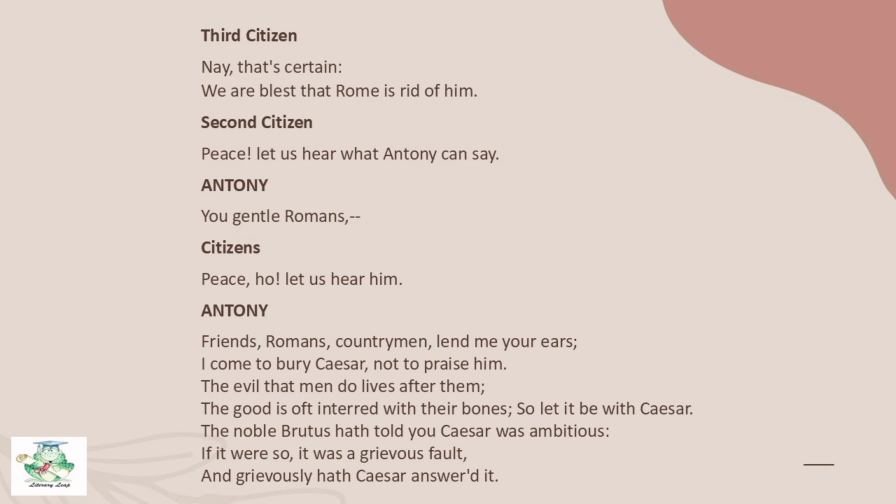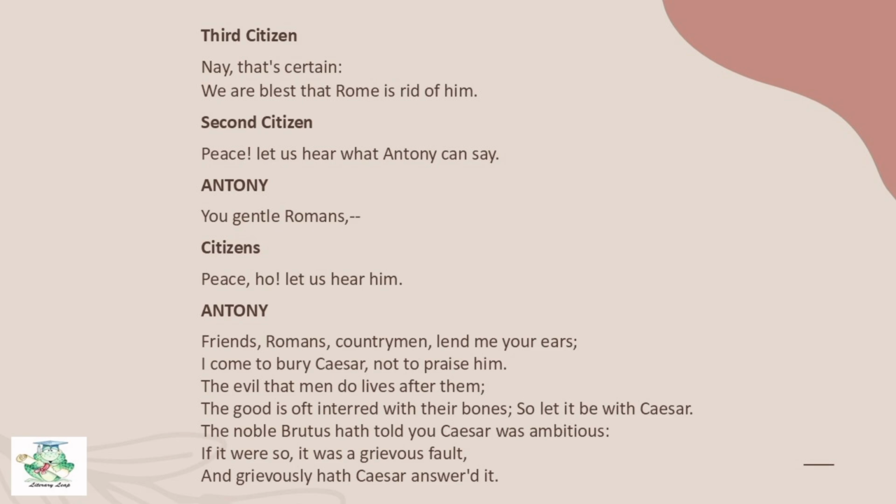So this is a rhetorical strategy. On the surface, it seems humble, but he subtly implies that Caesar deserves more than just burial. He deserves praise. The statement also draws attention to the fact that he is not following Brutus's lines of reasoning.